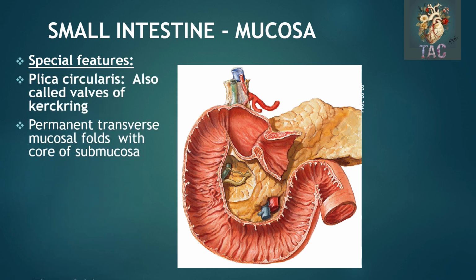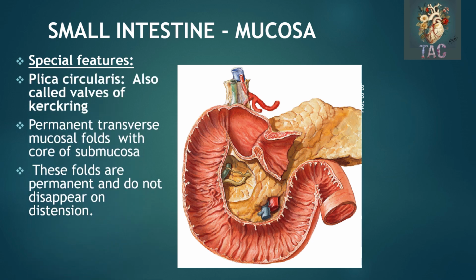A little bit about the mucosa. As in all other tubular parts of the GIT, the small intestine also consists of 4 layers. These are the mucosa, the submucosa, the muscularis and the serosa. In the mucosa, there are certain small special features which are present in the small intestine.